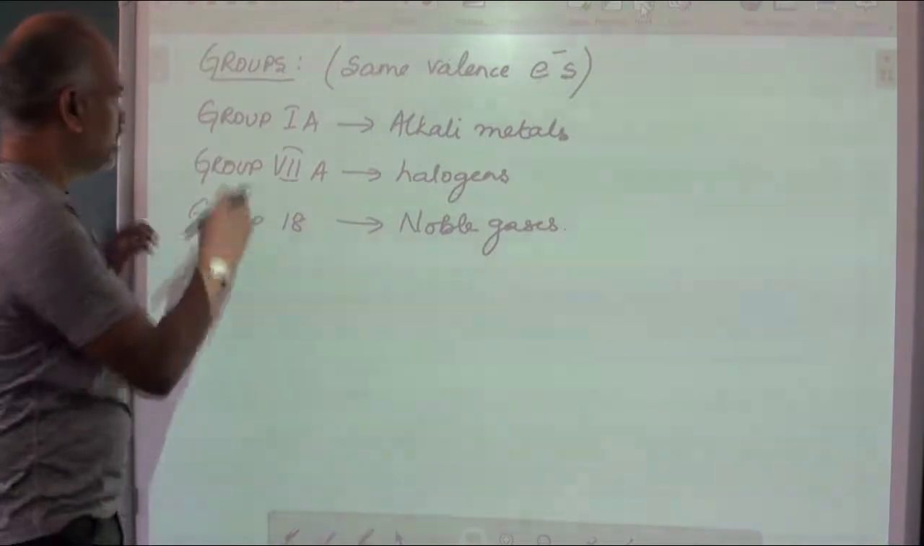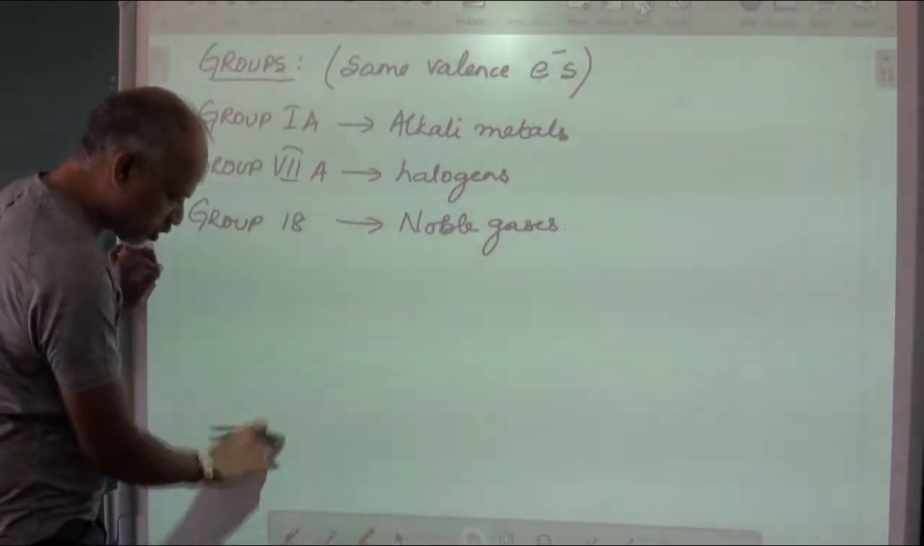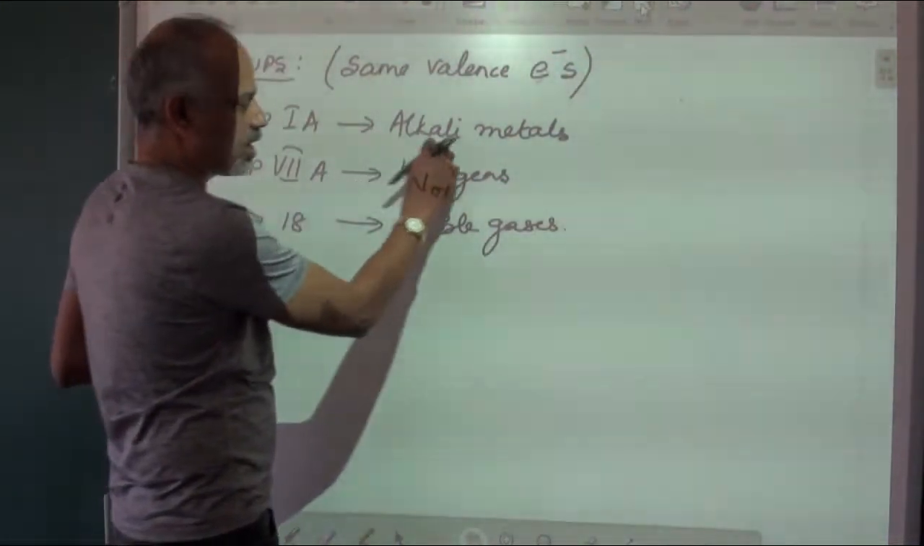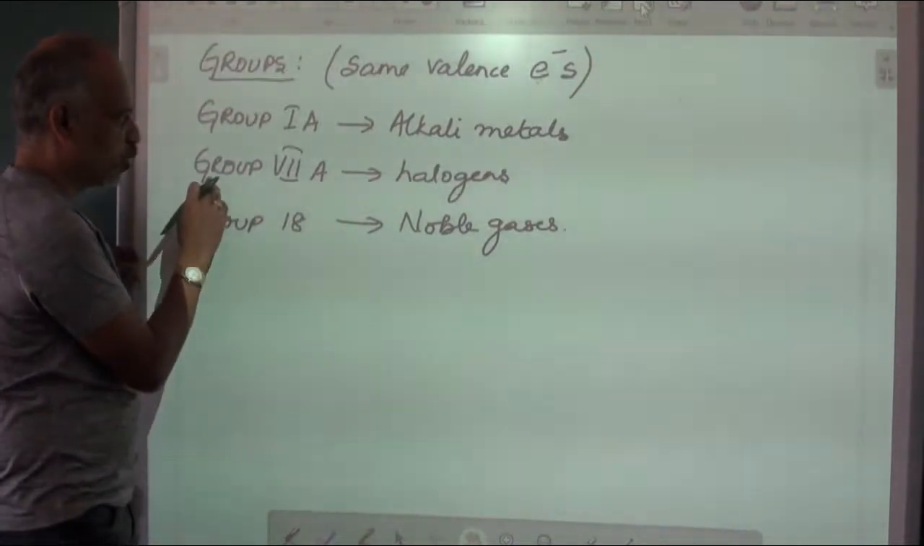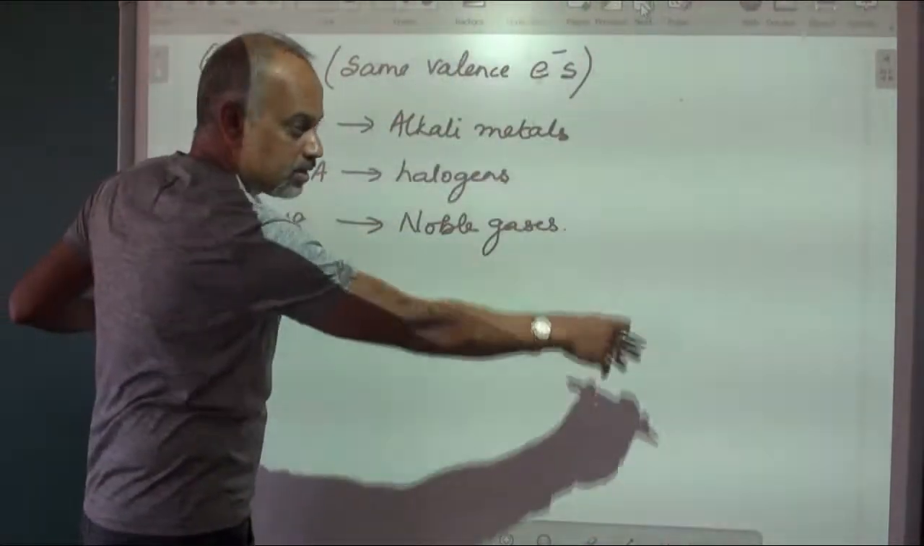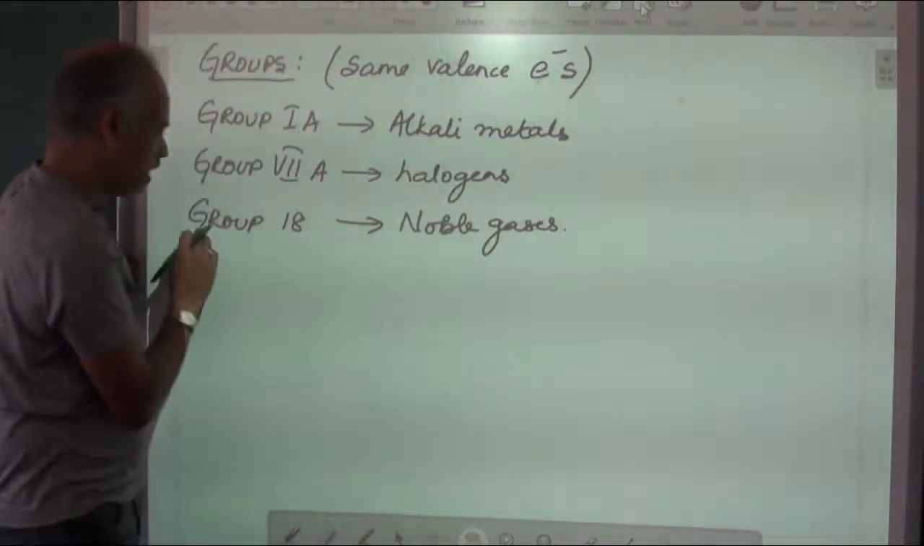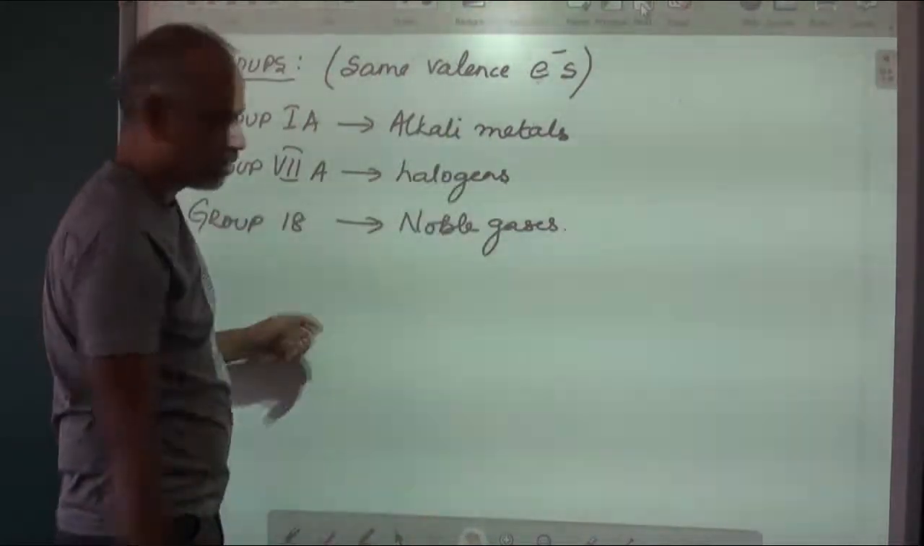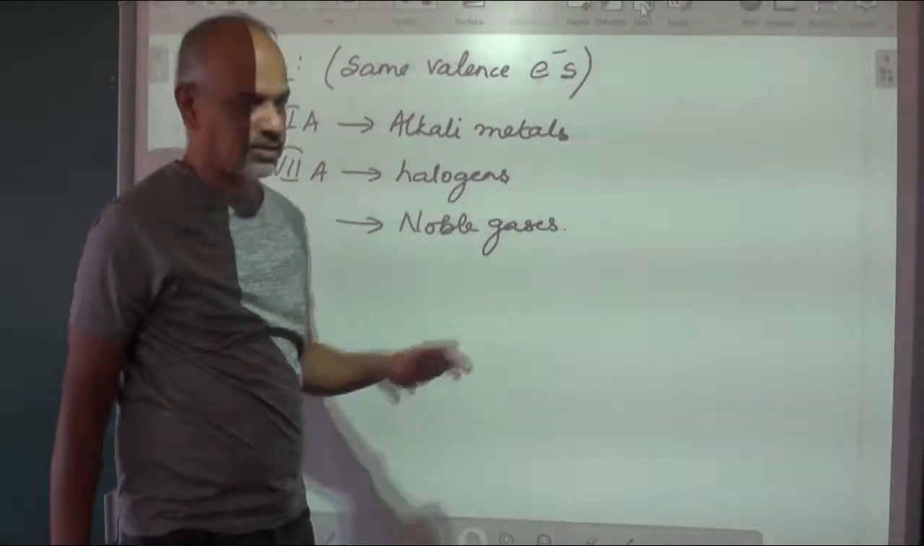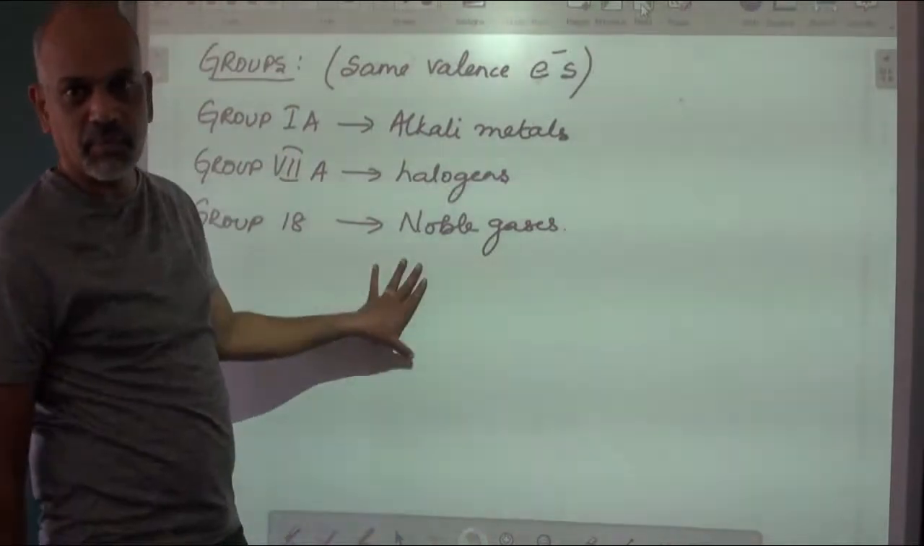So group 1A, the first group, are called alkali metals, which I mentioned before. Group 7A are halogens, and group 18, the last one, are called noble gases. So that's about groups.